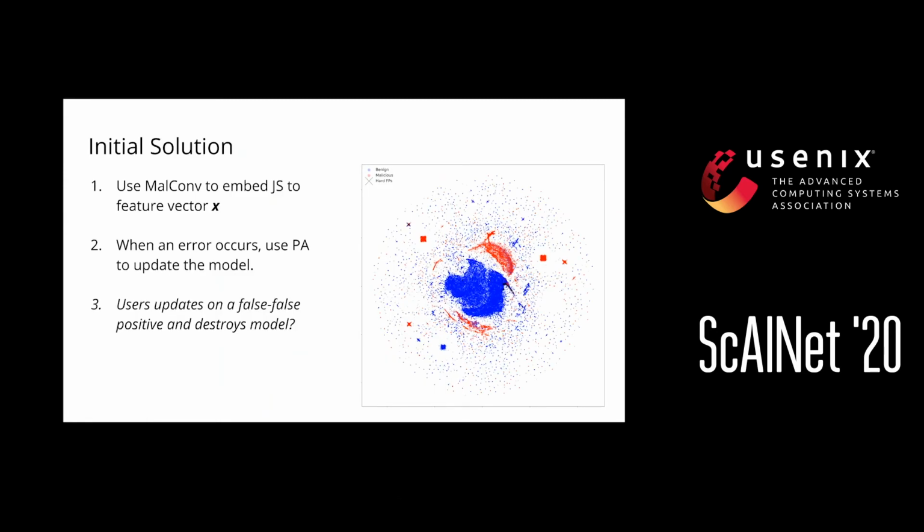And for our initial solution, for some inspiration, we use MalConv. So MalConv will convert the macro code into a fixed dimensional feature space, where we can then use the linear passive-aggressive approach on top of that.